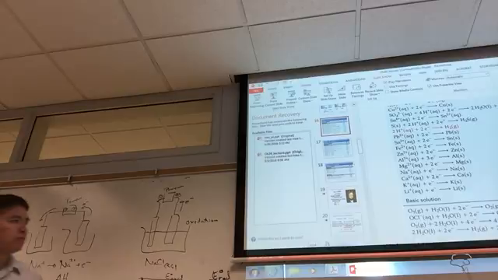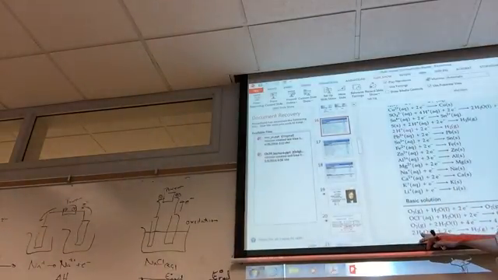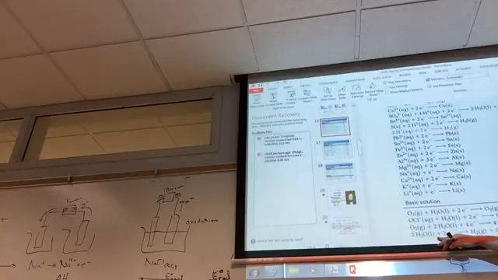What's the reduction potential for water? Oh, this has got to be the lowest. This is at the bottom of the list. Is that the lowest reduction?